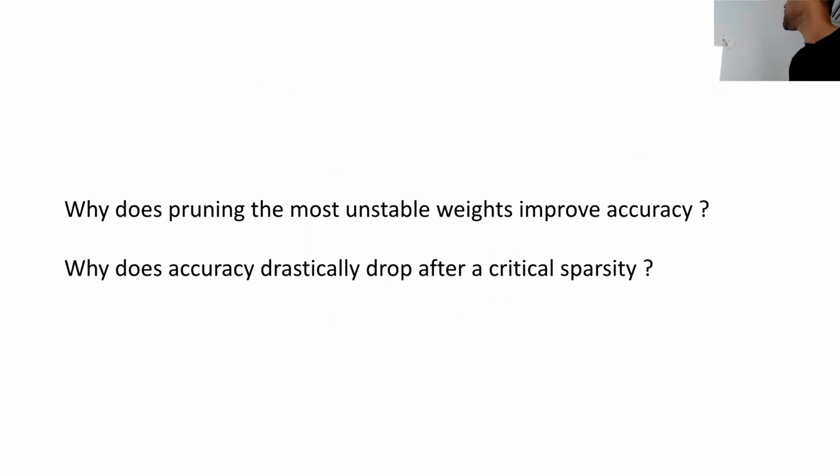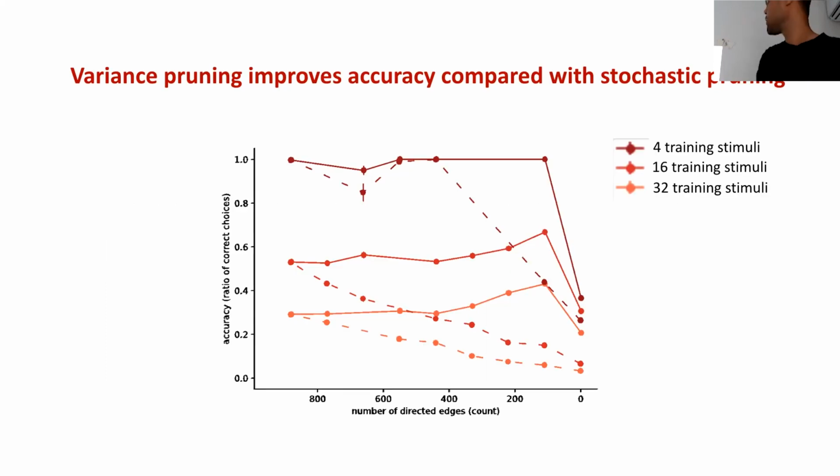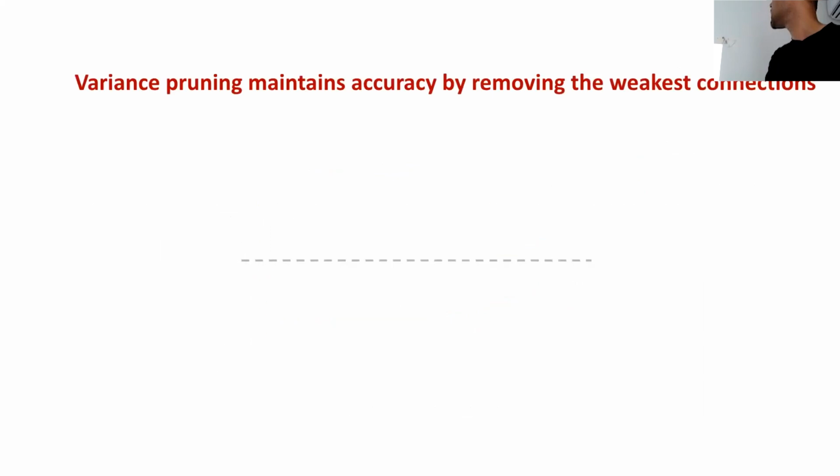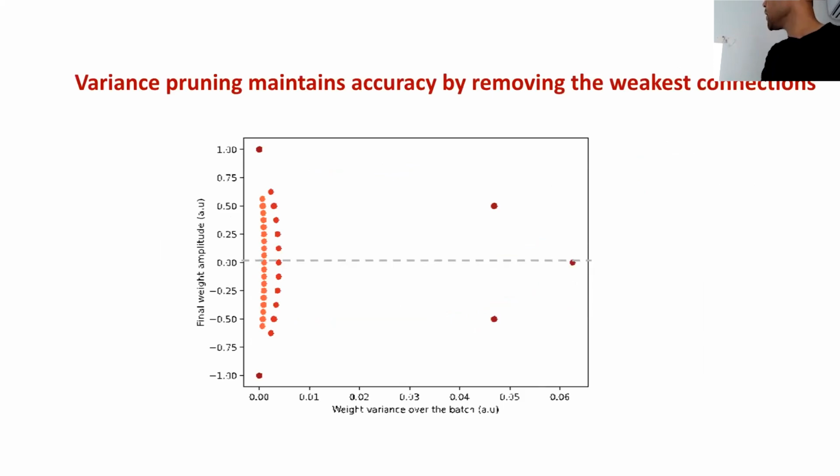So now, why does pruning the most unstable weights improve accuracy? And why does the accuracy drastically drop? As you've seen, after this critical sparsity, you have a sudden drop after 10% sparsity. So here, the simple answer is, and it can be proven mathematically, there is a relationship between the magnitude and the variance of the weights in Hebbian learning with Bernoulli distributed stimuli, an inverse relationship.